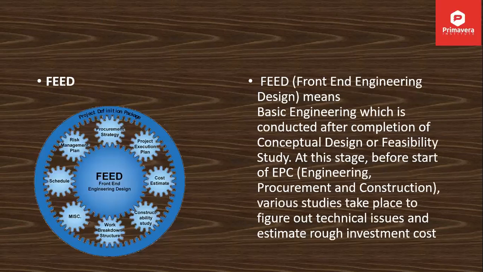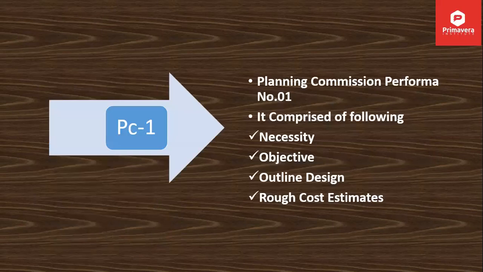Then the next step, front end engineering design. In this phase, you will talk about the conceptual design of the product. It can be an EPC project, and you will talk about technical issues and rough investment cost, that is, how much money you will incur to complete this project. After that, Planning Commission Proforma number one, you will compile this document in which the necessity of the project, objective, outline design, and rough cost estimates are narrated.